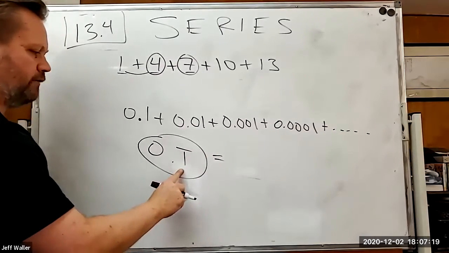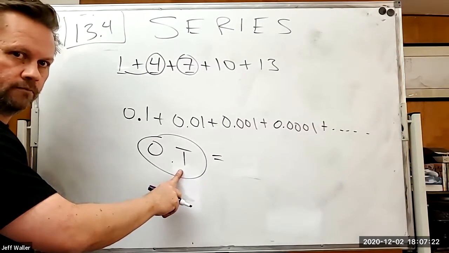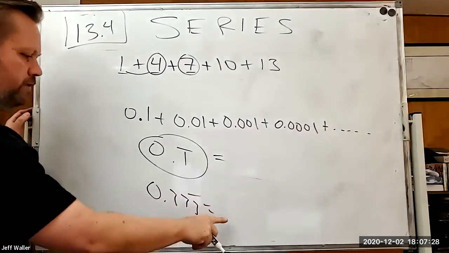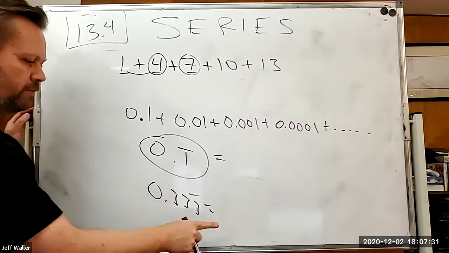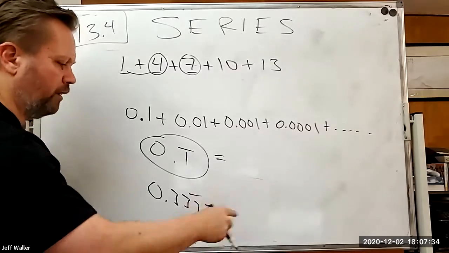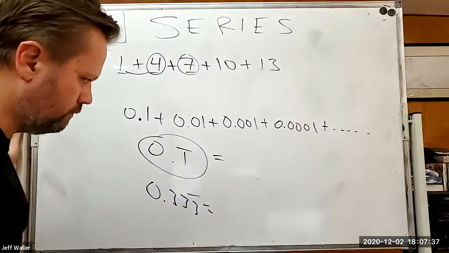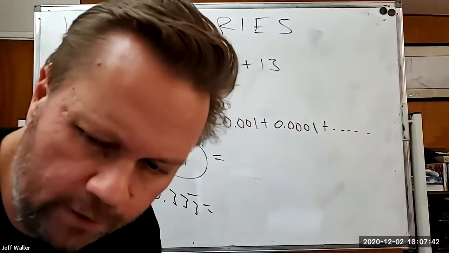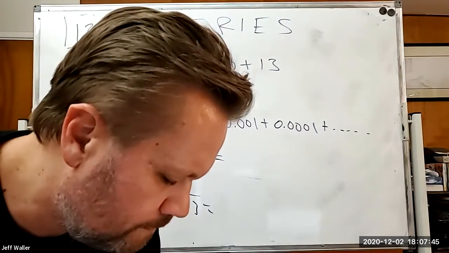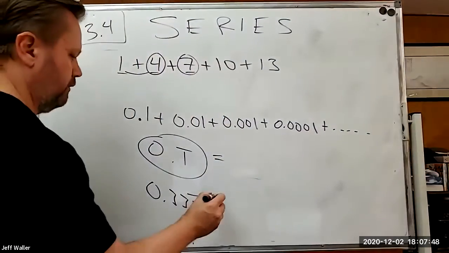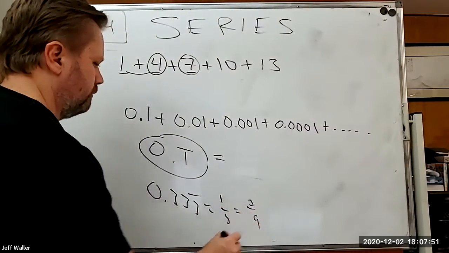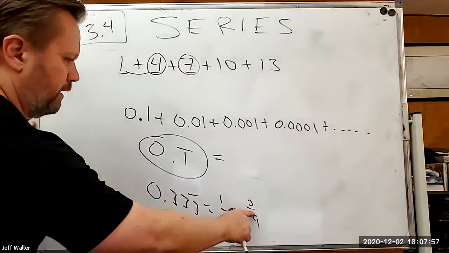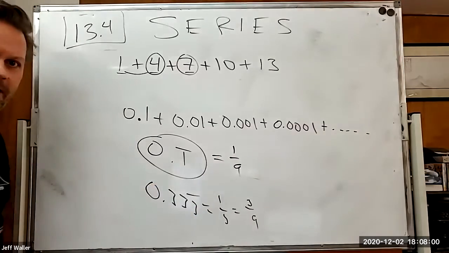Does anyone know what that looks like as a fraction? You actually do. What's 0.333333 forever as a fraction? I know somebody knows. 3/9? Say it again. 1/3. I love it. Isn't 1/3 the same as 3/9? Right? Come on, guys. If I divide both sides by 3, don't I get that?